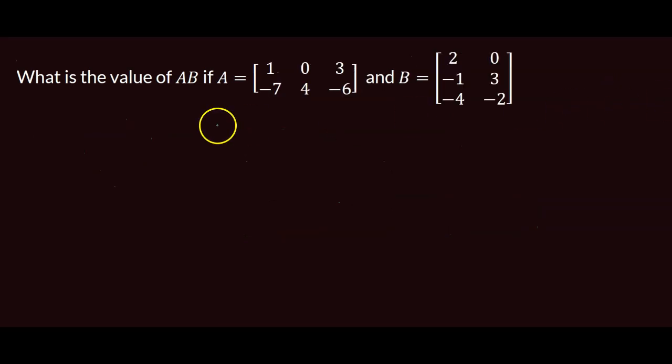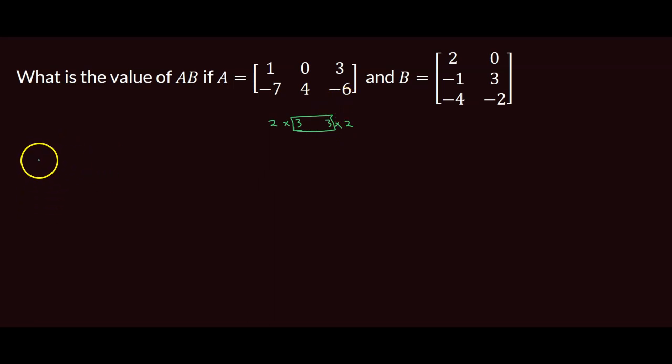Let's go for the final example. What is the value of AB if A is this and B is this matrix? So let's start off by describing the matrices. We have how many rows? 2 rows by 3 columns, and here we have 3 rows by 2 columns. So we can actually perform this multiplication, because the number of columns here matches the number of rows here. So let's go ahead and start working on our multiplication.